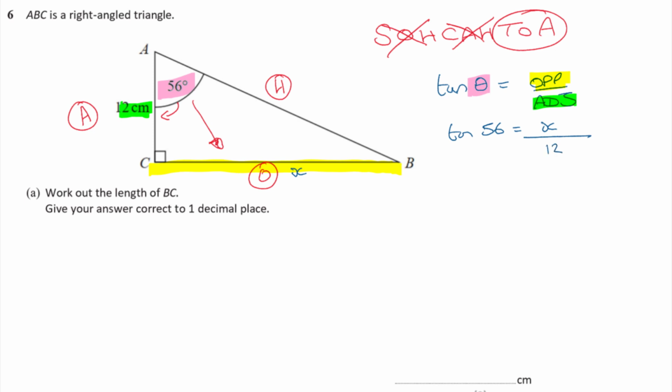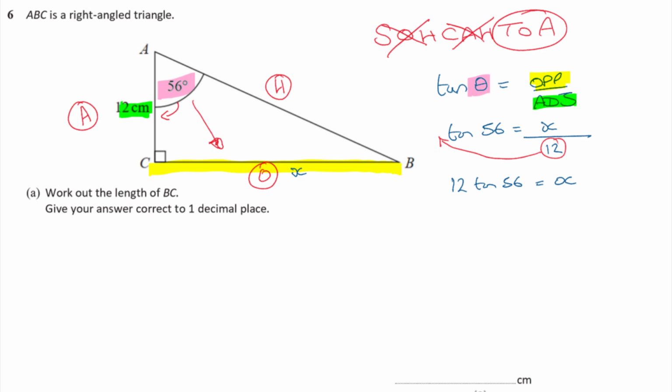Okay, so sub that in as well. Then next, what we're going to do is rearrange this. I'm going to cross multiply that 12. Multiplying both sides by 12 has the effect of shifting that divide by 12 on one side to become a times by 12 on the other. So I'm going to get 12 tan 56 is equal to x.